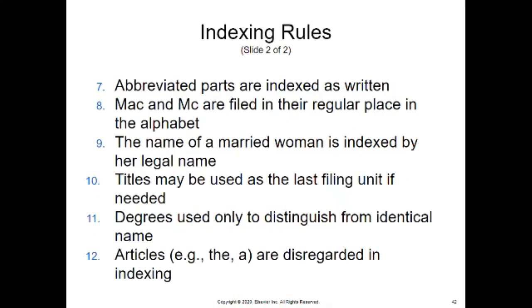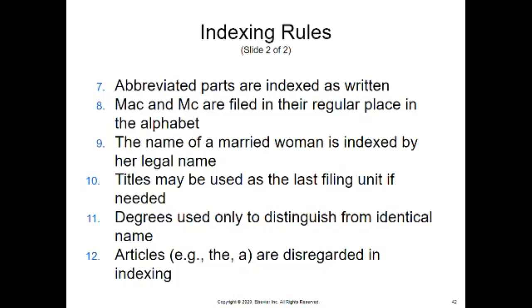So after that, the indexing rules continue on. Abbreviated parts are indexed as written. MAC and MC are filed in their regular place in the alphabet. The name of a married woman is indexed by her legal name. Titles may be used as the last filing unit if needed. Degrees used only to distinguish from identical name. Articles, for example, VA, are disregarded in indexing.